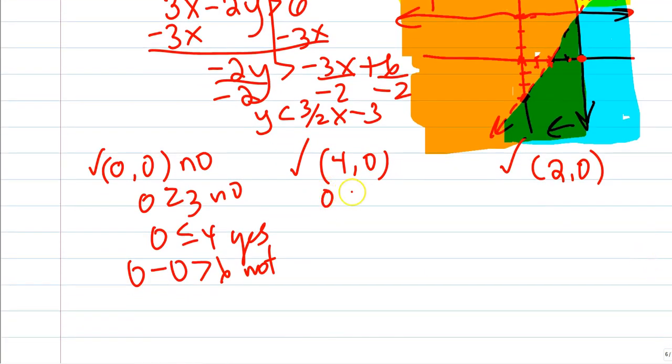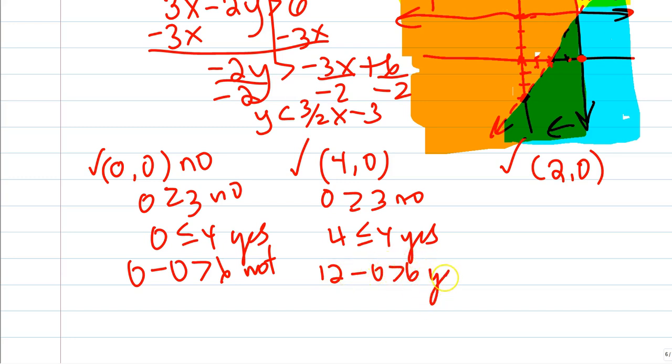Is 0 greater than or equal to 3? No, it's not. Is 4 less than or equal to 4? Yes, it is. And is 3 times x, which is 12, minus 0 greater than 6? Yes, it is. This is still no. For it to be yes, it has to work for all three.